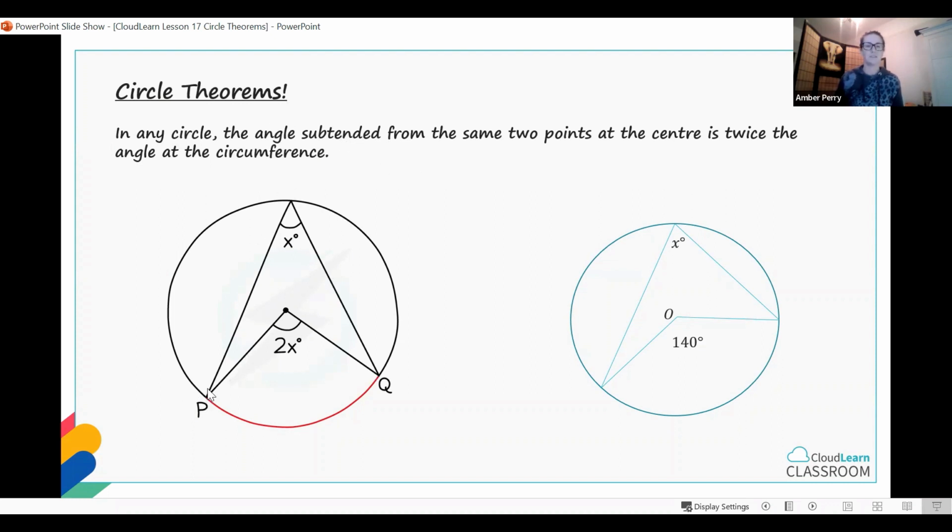It just means the angle that comes from the same 2 points at the center is twice the angle at the circumference. So what you can see in this diagram is if we've got 2 points on the circumference, P and Q, and they are forming an angle that goes to the center, and they're also forming an angle that goes to the circumference here, the angle at the center will always be twice the angle at the circumference, and it doesn't matter where the angle goes to the circumference.